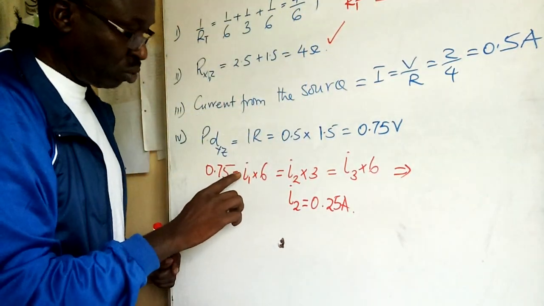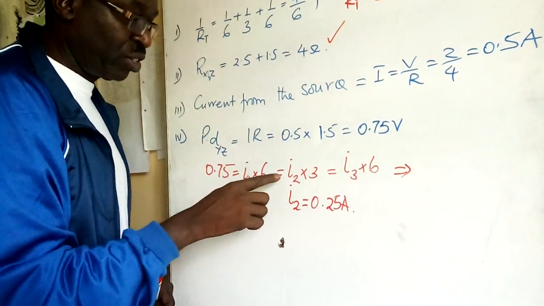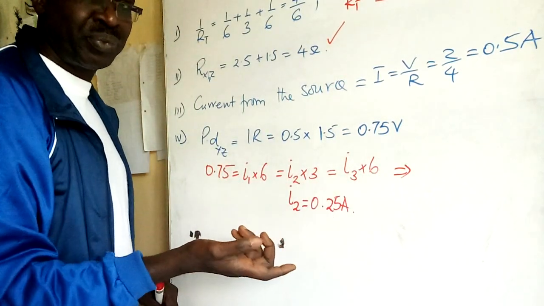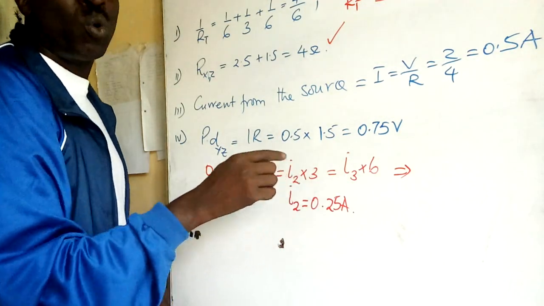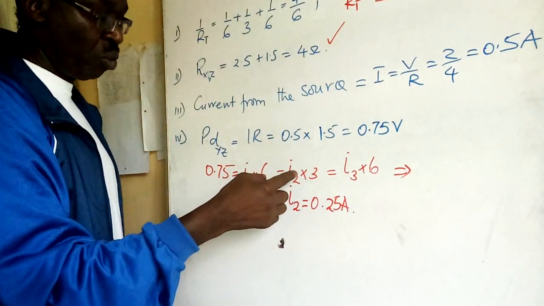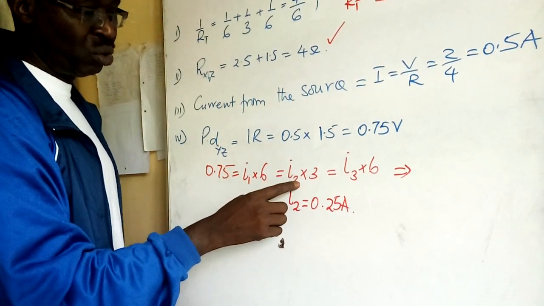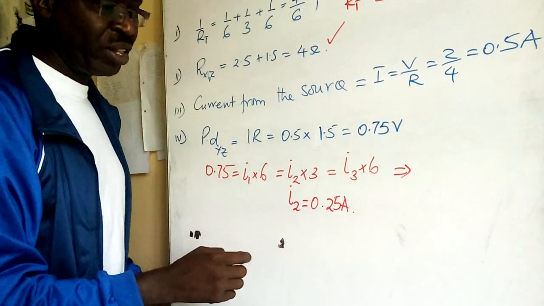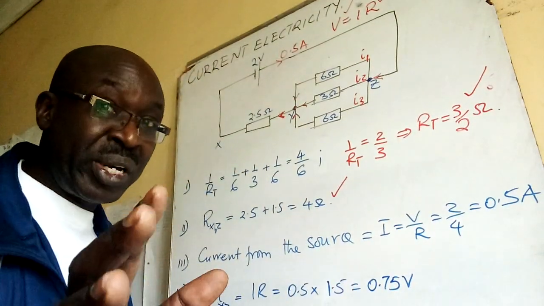It is equal to I1 times 6, or 0.75 is equal to I2 times 3, or this. But this and this are the same, so I1 and I3 will be the same. So I've done it for I2. What is the current through the 3 ohm resistor? 0.75 is equal to I2 times 3. Therefore, I2 is 0.75 divided by 3, which is 0.25 amps. Those are the basics.